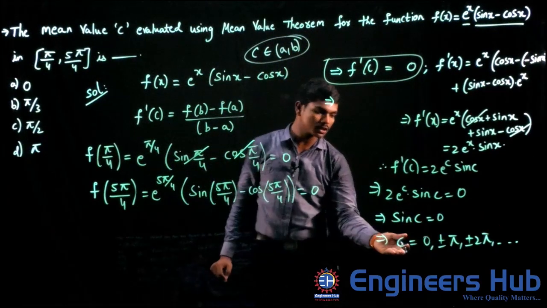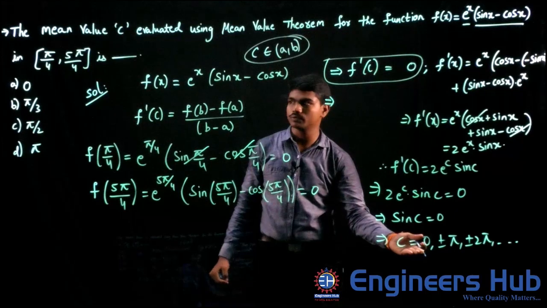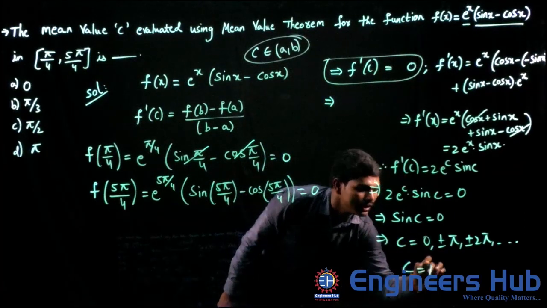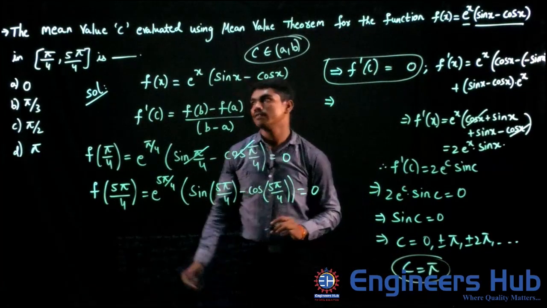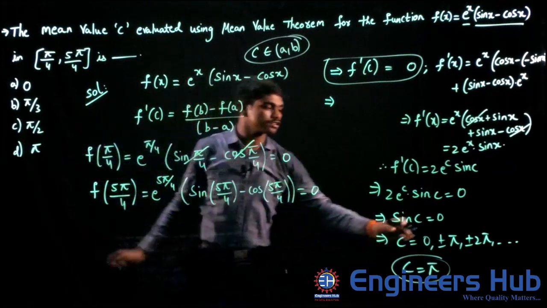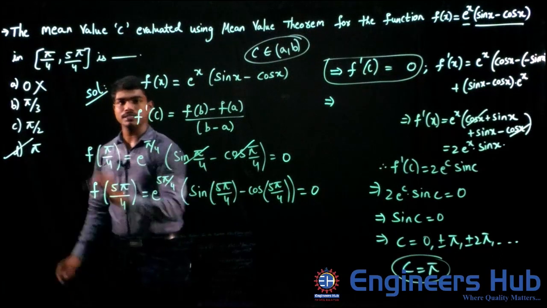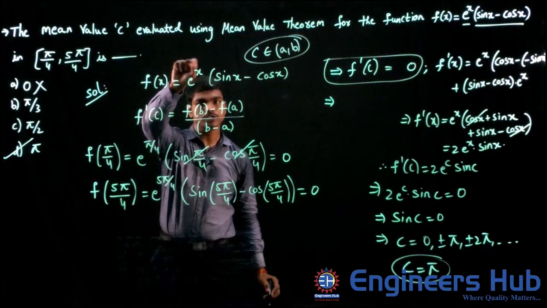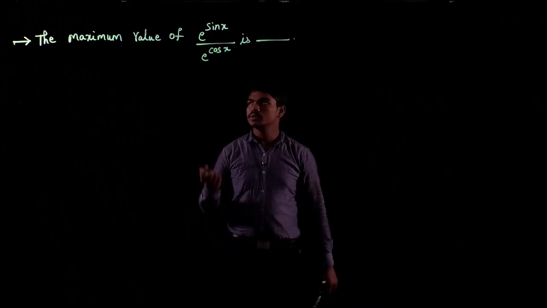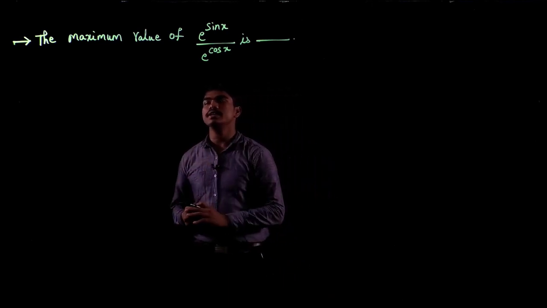So if you check out the values of sin c is equal to 0 for the value of c, c is equal to pi is the correct option, which is lying in between this interval and also satisfying this equation. So the answer is pi but not 0. Okay, please take care of this location of point c. Thank you all.